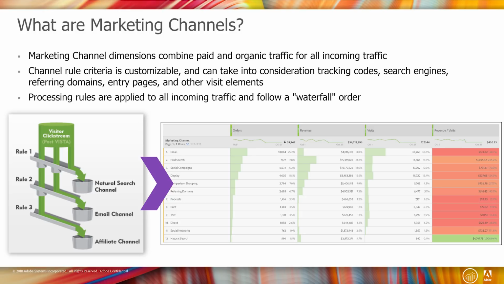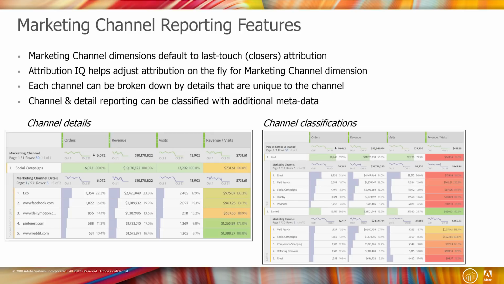Then processing rules are applied to all incoming traffic in sort of a waterfall order. And so you can see that in that screenshot there on the left of the order for how natural search is defined. Then if it doesn't meet those rules, it follows through to email and finally affiliate. And all of that then turns into your beautiful marketing channel workspace dimension.